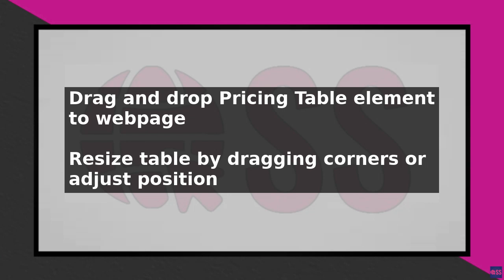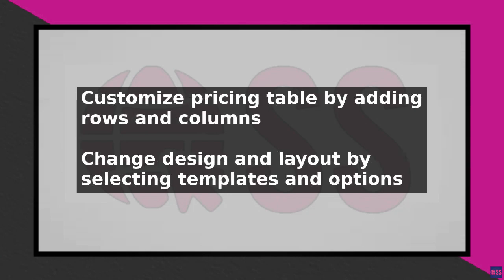To add pricing plans, click on the Add Plan button and enter the details of each plan, including the name, price, and features. You can also add a call to action button to each plan to encourage visitors to sign up or learn more. Best practices for creating an effective pricing table include making it easy to compare plans, highlighting the benefits and features of each plan, and using clear and concise language.